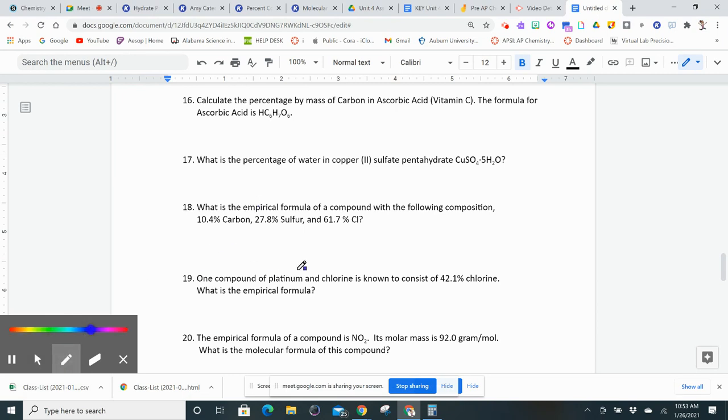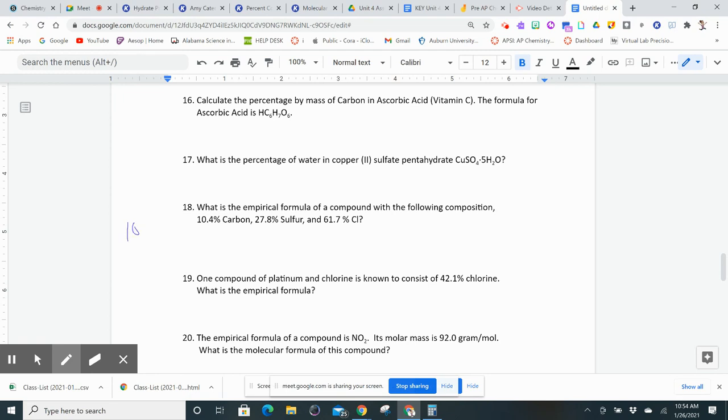Let's take a look at this one. What is the empirical formula of a compound with the following composition? Okay, so this is important to know. With empirical formulas, we take their percent compositions. We assume that we have 100 grams. And if we assume we have 100 grams, we can take all of those percents and make them grams just by putting a G. So instead of saying it's 10.4%, I can say it's 10.4 grams of carbon. Because what is 10.4% of 100? 10.4. Okay, so that makes it really easy.